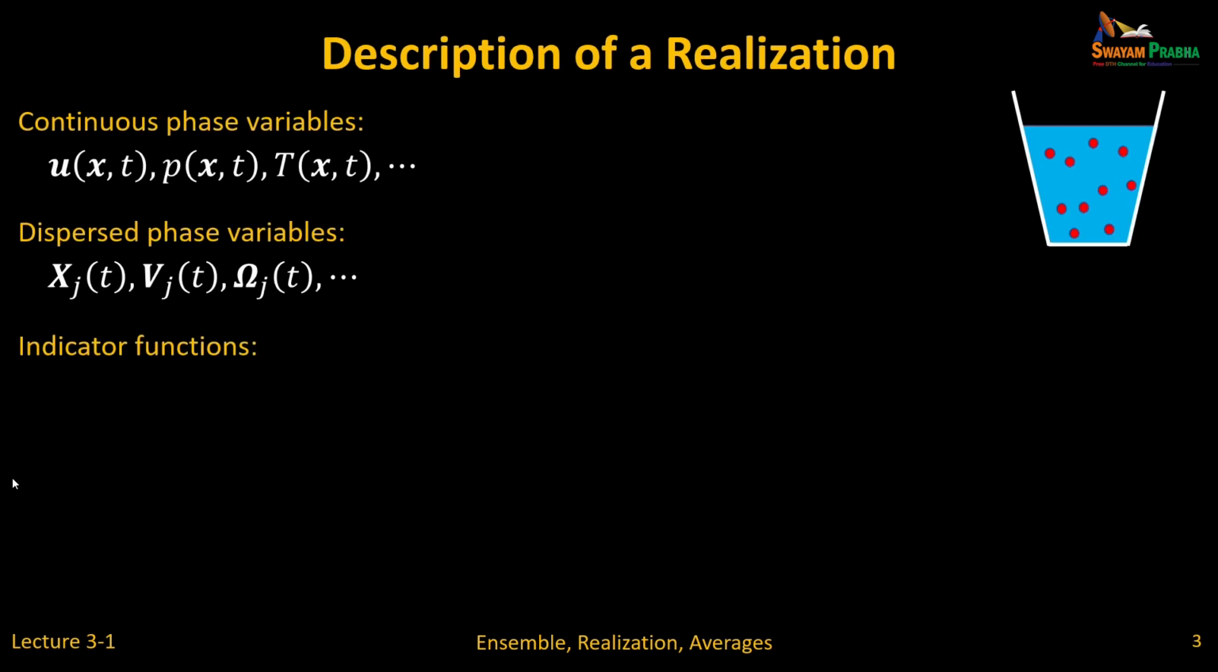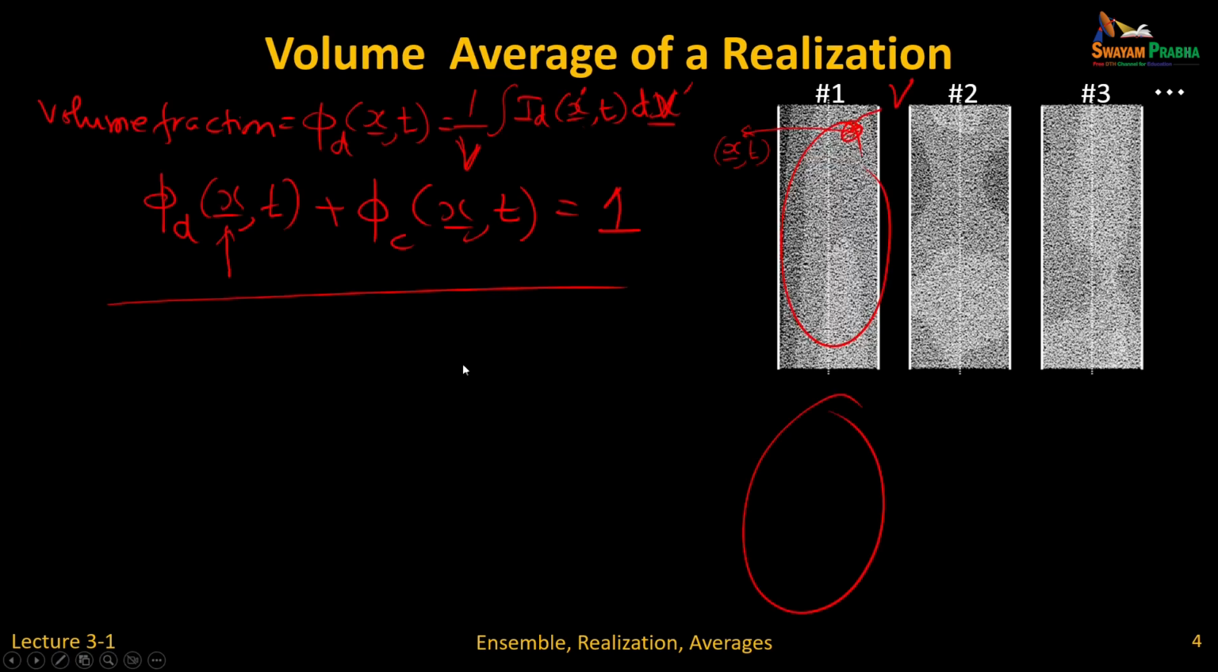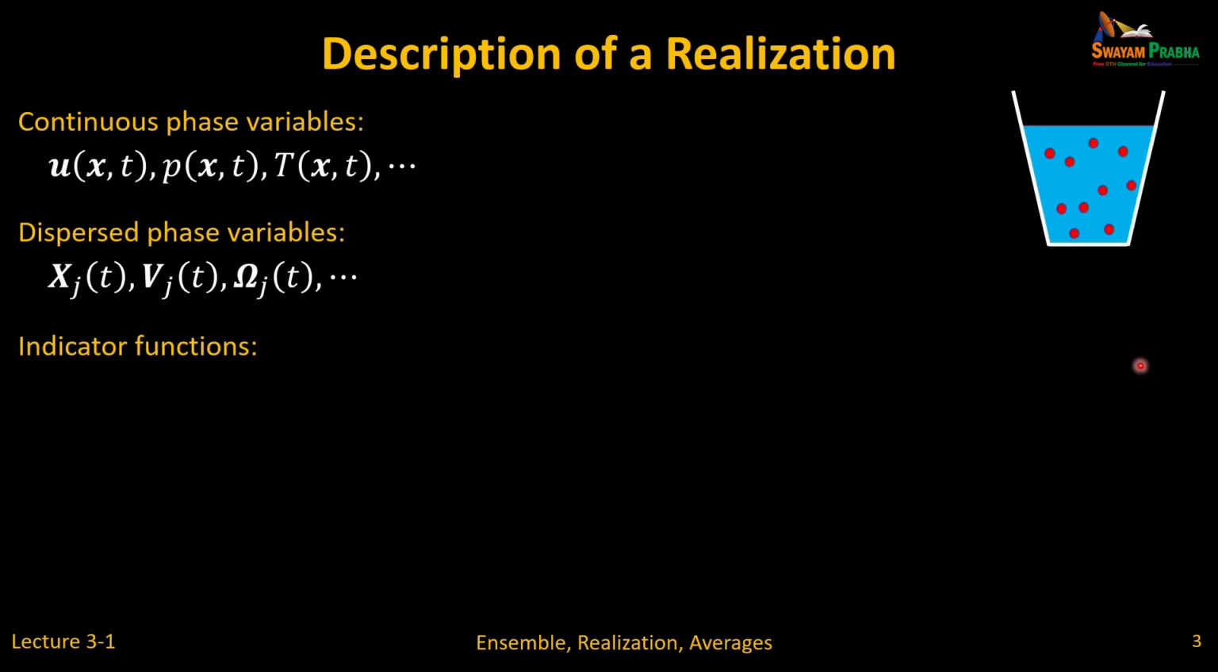Now, one of the techniques people use is an indicator function, which is a function of space and time. The indicator function will be 1 when fluid is occupying and 0 when a particle is occupying.